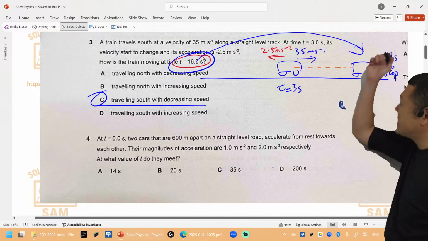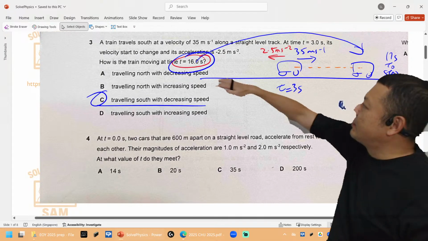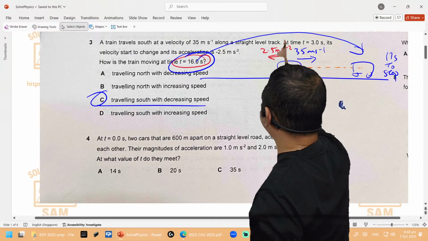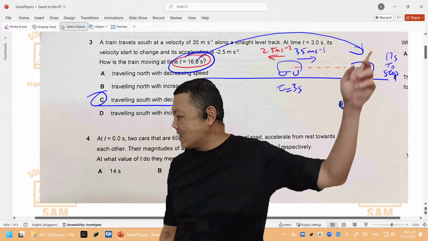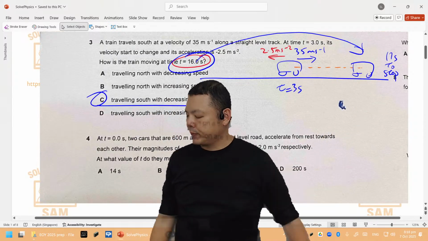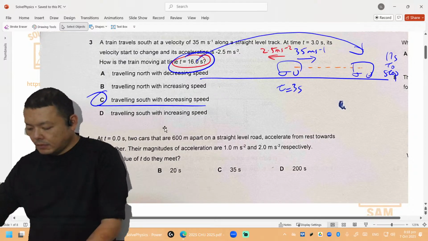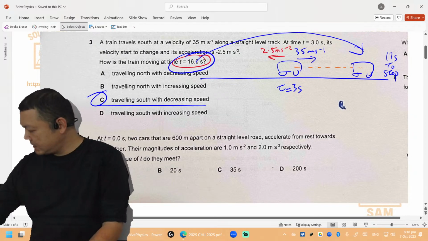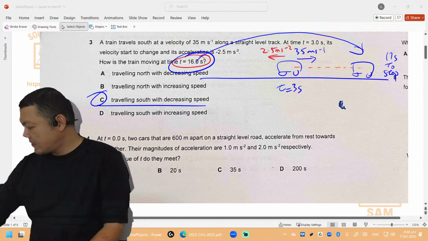Sorry, I missed out the 3 seconds part. I thought it acted for 16, but it acted for only another 13 seconds, so not enough time for it to stop. That means it hasn't stopped yet, it hasn't reversed yet. It's about to. That's right, yes.